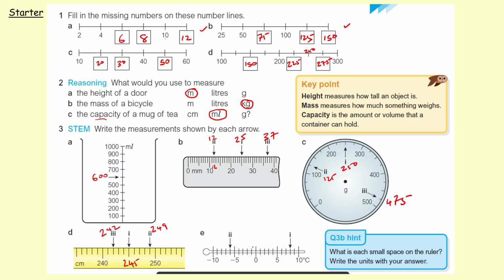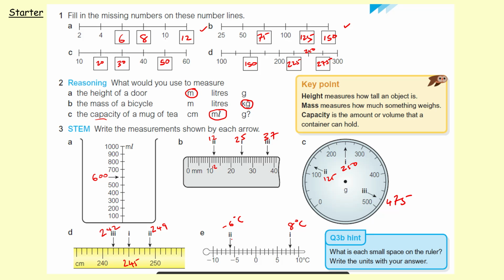On E, we've got negative numbers, so we've got to be careful, and positive. Let's do the positive one first. Okay, that's 5, 6, 7, 8. So that's 8 degrees. Here we're going negative, so we've got to be careful. 0 minus 5, and we're going one division extra, so that's minus 6 degrees C.